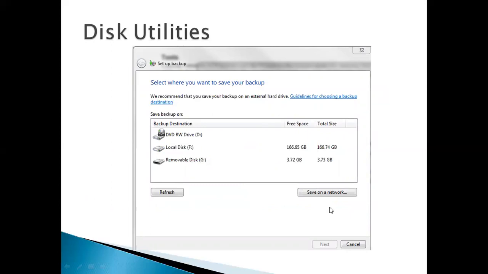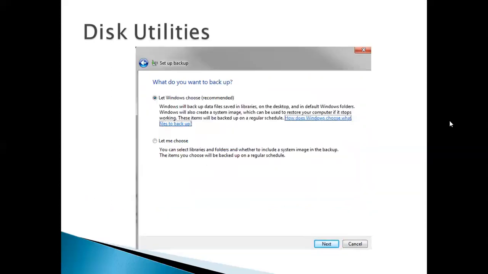And here is the location where you define where you want to save the copy of your drive. Either you can select external media or some other drive.